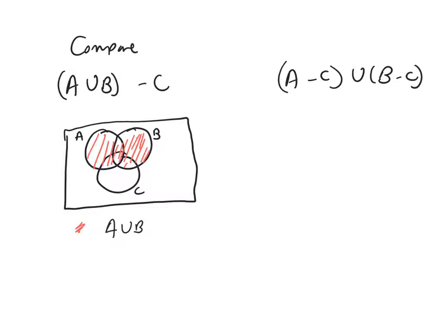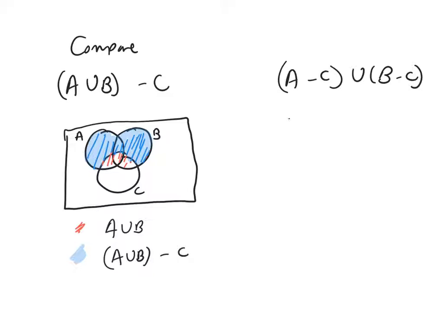And now we're going to highlight this set difference. So we're going to look at A union B and we're going to remove C. So you're going to take out any part that is inside of the C circle. So I'm highlighting just the part that was shaded in red, but it was outside of the C circle. So that's the first Venn diagram.